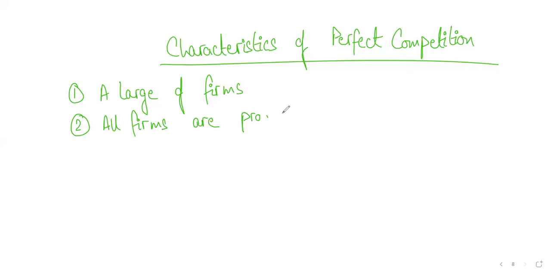Now, what does the word homogeneous mean? I'm using the word homogeneous because that is what you will see in your textbook. That is what you will see in your past papers. So obviously you should know the word homogeneous. Homogeneous in simple English means similar or identical products.